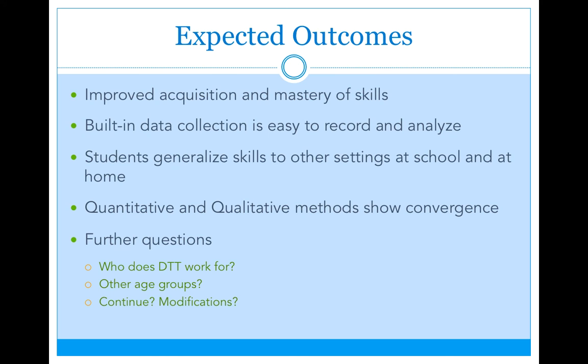Also, the quantitative and qualitative methods should show convergence in the results. Another expected outcome, and perhaps the most important one, are the further questions that will be illuminated through my research. I aim to find out who discrete trial training works for, which age groups will most benefit from it, and how old is too old for discrete trial training to work. I'm hoping to be able to continue with discrete trial training and potentially make some modifications to my methods for the next round of students.